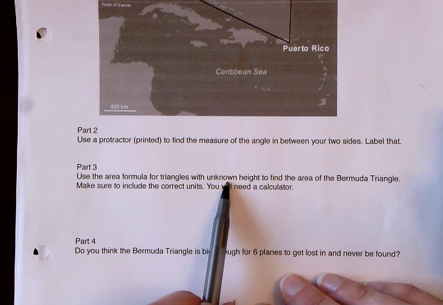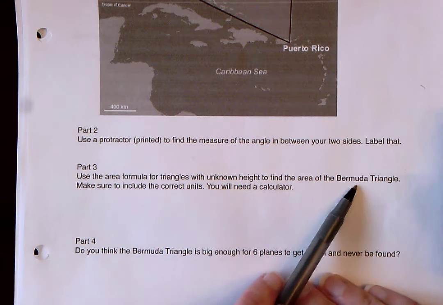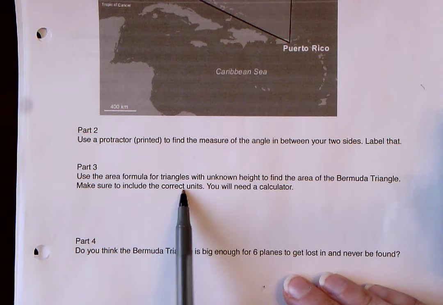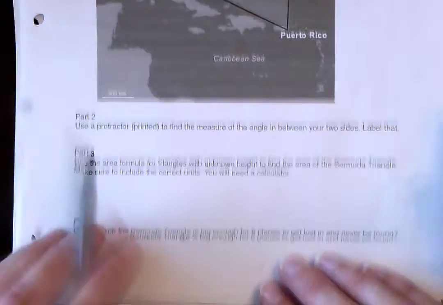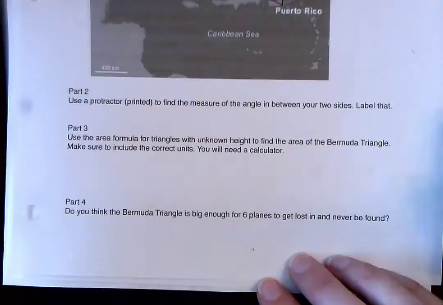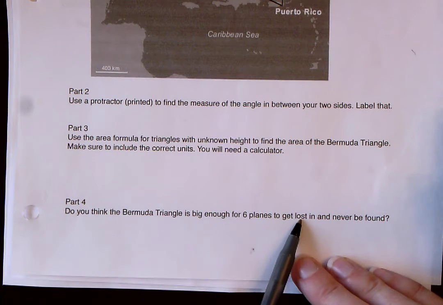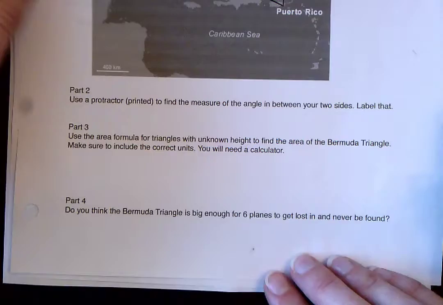for triangles with the unknown height that you learned in the previous step to find the area of the Bermuda Triangle. Make sure to include the correct units, and you'll definitely need a calculator to do it. Once you finish that, it says, do you think the Bermuda Triangle is big enough for 6 planes to get lost in and never be found? You should get a pretty decent size number for your area. Again, I'll write it on the back of this.